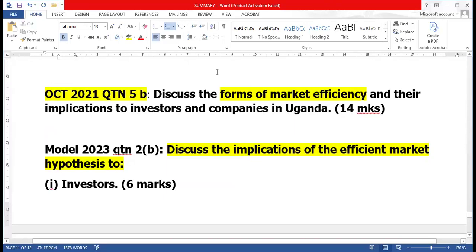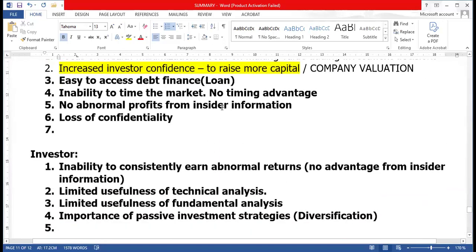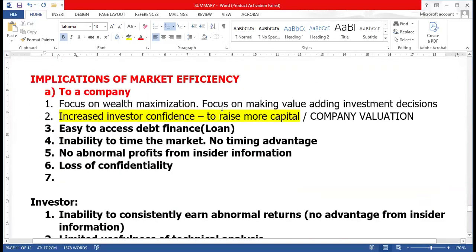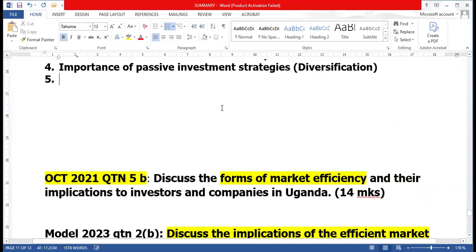Any question so far? Any question? I hope that once we meet such kinds of questions, we are going to clear them. When they ask you about the significance of market efficiency, we have discussed them.